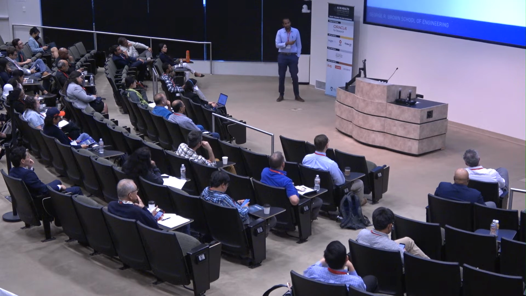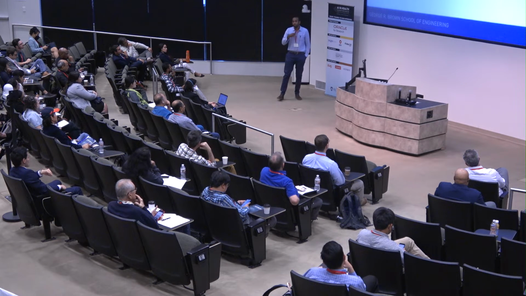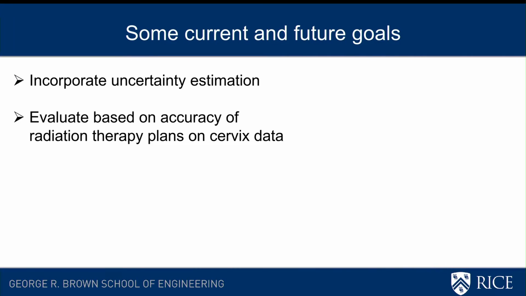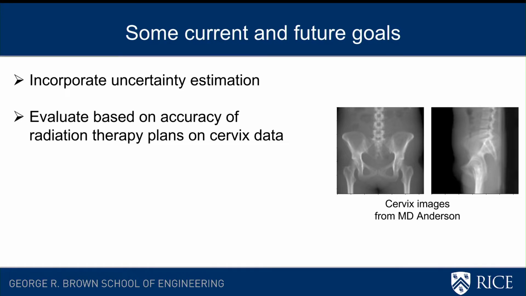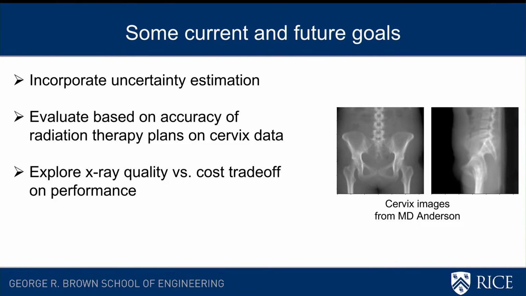The second one is a way to evaluate: once we reconstruct the scans, if we were to do radiation planning from the reconstructed scan versus the true scan, how close would those plans actually intersect? That's one way of thinking about whether this reconstruction is actually useful for a certain application. In particular, we're working with some cervix data from MD Anderson.